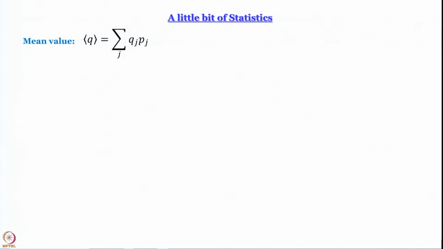What is the meaning of mean value? Well, we have learned how to calculate mean value when we were in class 6 or class 7, maybe earlier, but a more formal definition using probabilities is this: the mean value is the summation over j of qj multiplied by pj, which means we perform a large number of measurements of the quantity q. For each measurement we get some value. So, j is the identifier of the number of measurements, right.